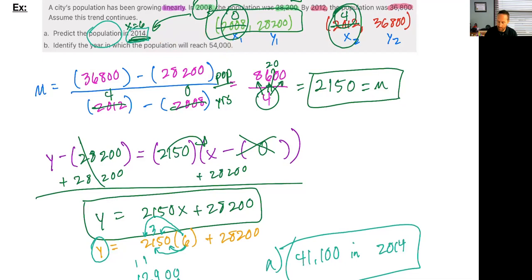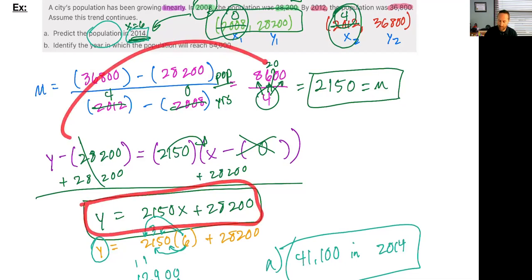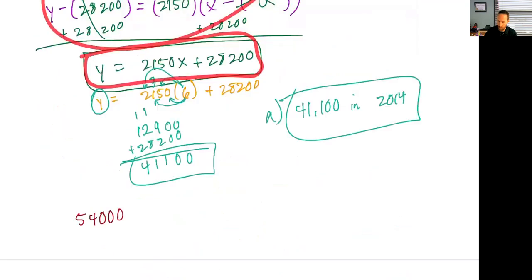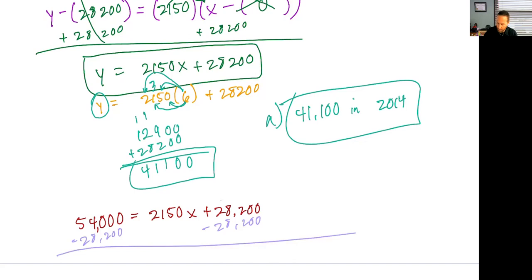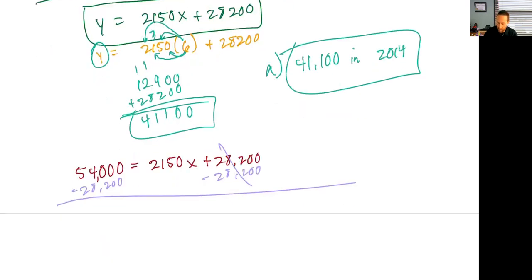So going back to my original equation that we had to do some work to find, I will say my Y is equal to 2150X plus 28,200. If you want to throw in the parentheses now, or the commas now, then no problem, because we're not dealing with the ordered pair coordinate anymore. So first step to solving this, pretty easy. You guys should know how to do this very simply by now. We'll subtract over the 28,200.